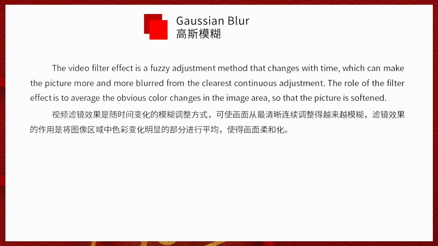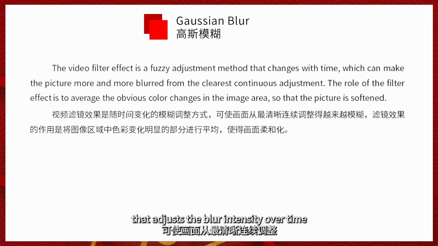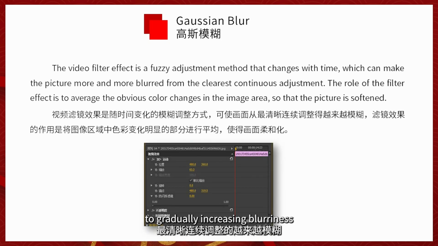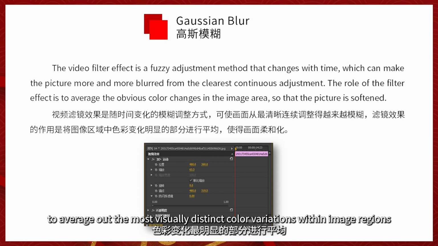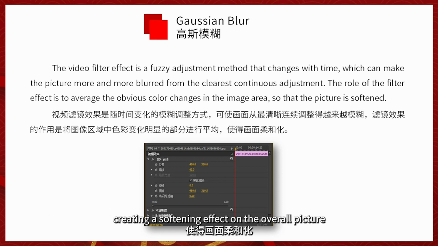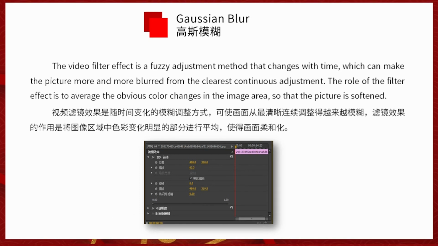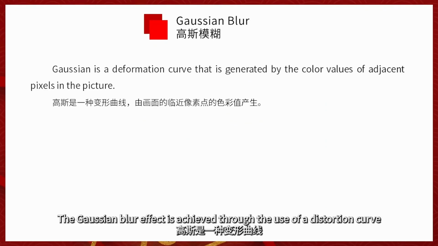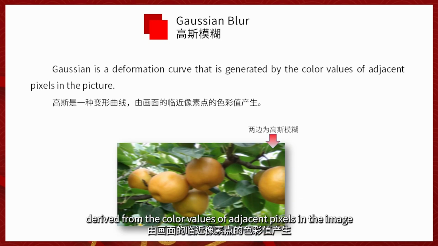Gaussian blur effect refers to a type of video filter that adjusts the blur intensity over time, transitioning from initial clarity to gradually increasing blurriness. The primary purpose of this filter is to average out the most visually distinct color variations within image regions, creating a softening effect on the overall picture. The Gaussian blur effect is achieved through the use of a distortion curve derived from the color values of adjacent pixels in the image.